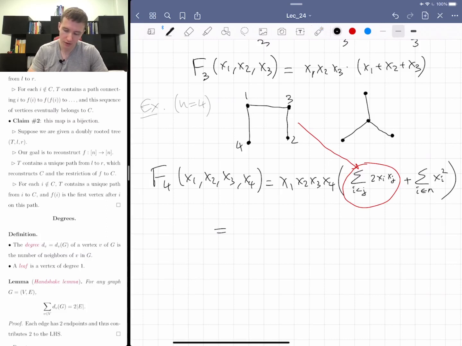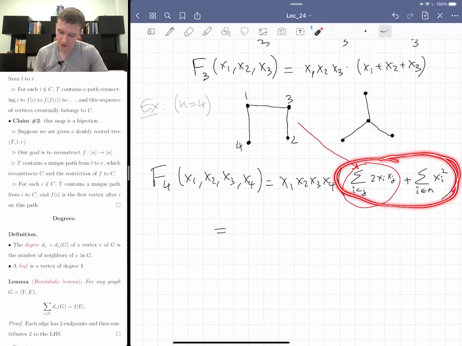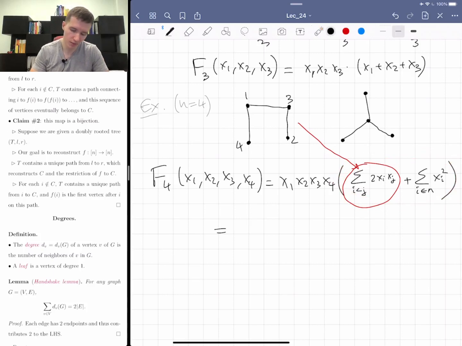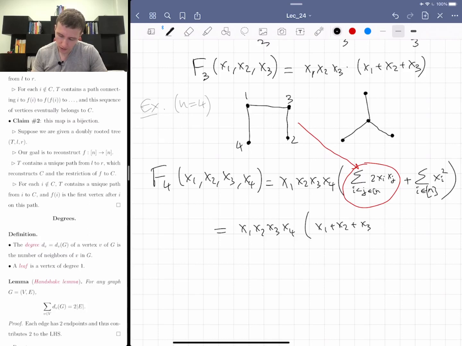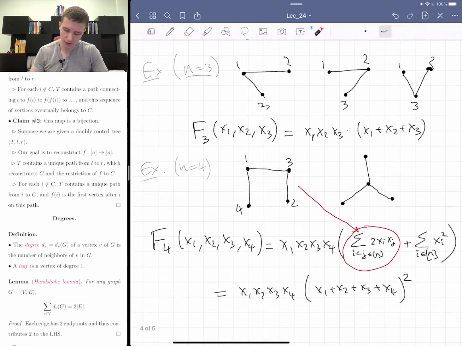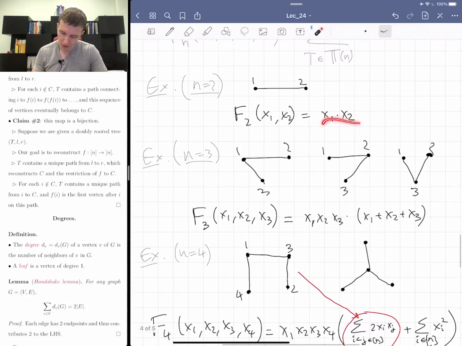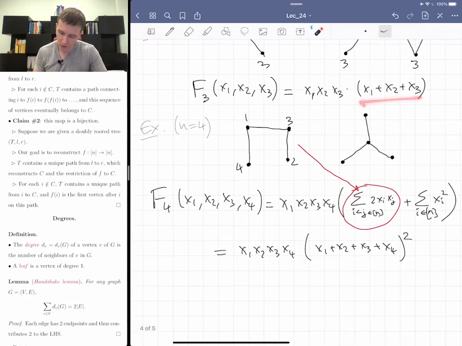And the answer turns out to factor. This sum here is a perfect square: x1 x2 x3 x4 times x1 plus x2 plus x3 plus x4 to the second power. So there is a nice pattern, as you see, looking here and here and here. There is again something in the power of n minus 2. Anyways, next time I'm going to explain what this is in general.